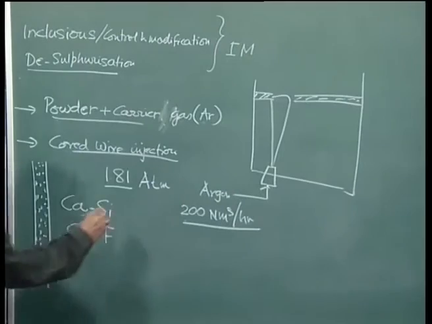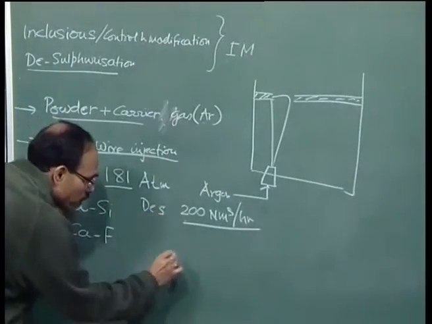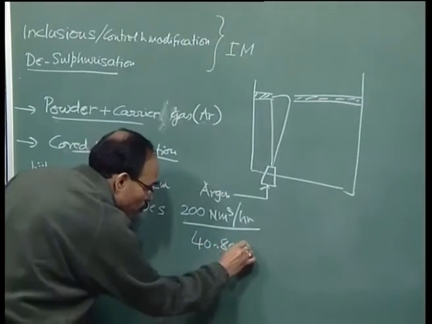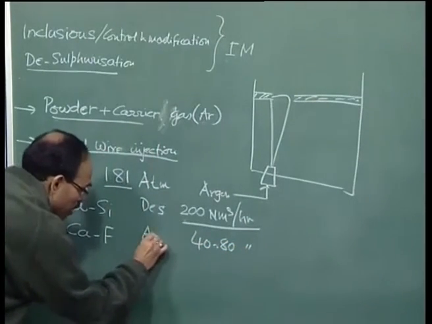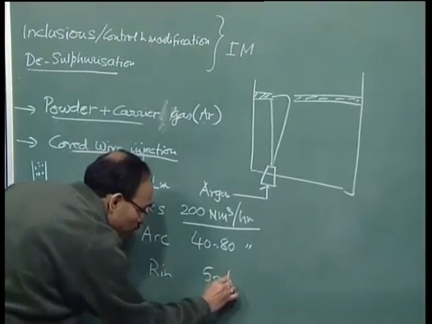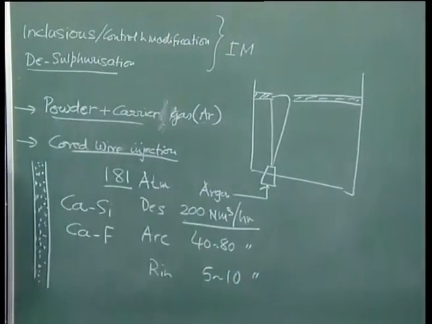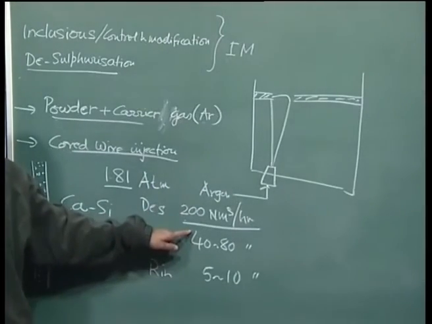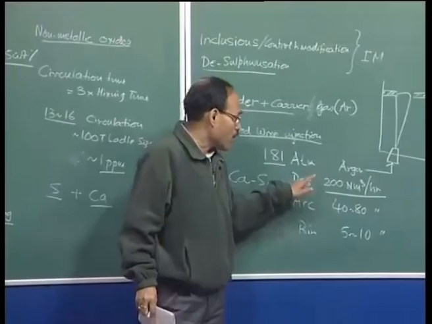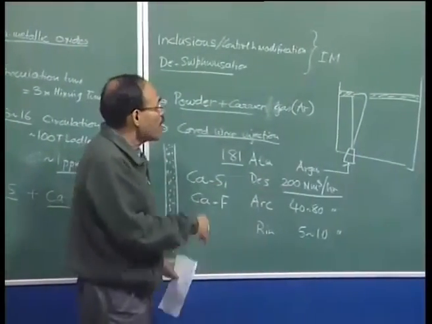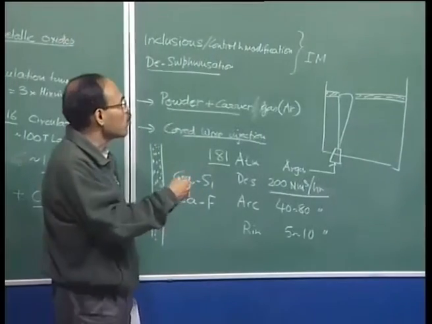So this is for desulfurization. Arcing, we are going to say 40 to 80 normal meter cube per hour, and rinsing 5 to 10 normal meter cube per hour. So a significantly higher flow rate is used to desulfurize the bath. And as you all know, desulfurization is a slag metal reaction, so the surface area is going to be very, very important.